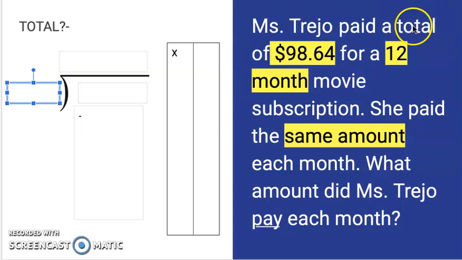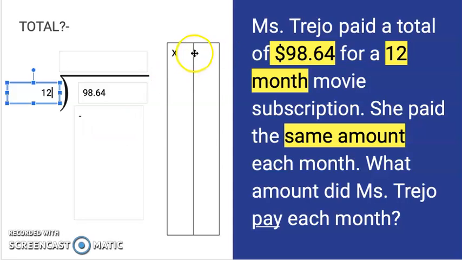So here we have this keyword total, and where does our total go? Inside our house. So I'm going to write 98.64 inside our house. Now, this amount is going to be divided into 12 months. So where am I going to put the 12? Outside the door, because it's my divisor. Outside the house, that's where it goes. I'm trying to see how many times can I take 12 pieces out of 98.64 because that's going to tell me how much I have to pay each month.